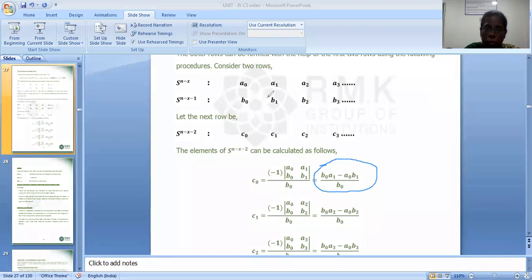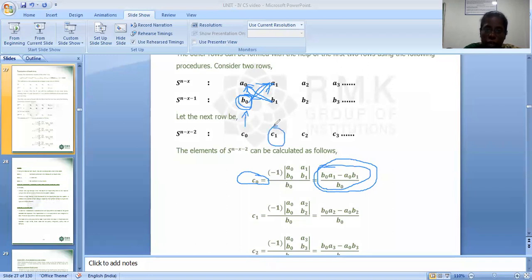I'll repeat once again. In order to get C0, I have to multiply B0 into A1, then subtract B1 into A0, and divide by the B0 element. This is how I use the formula to get the C0 element.